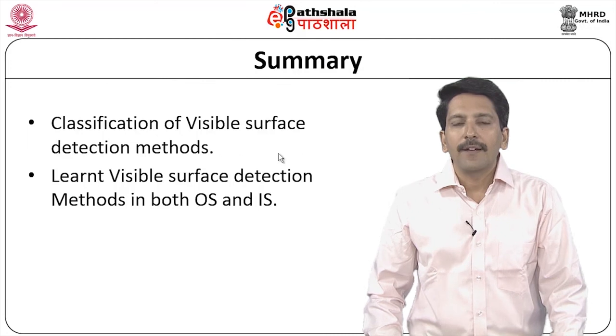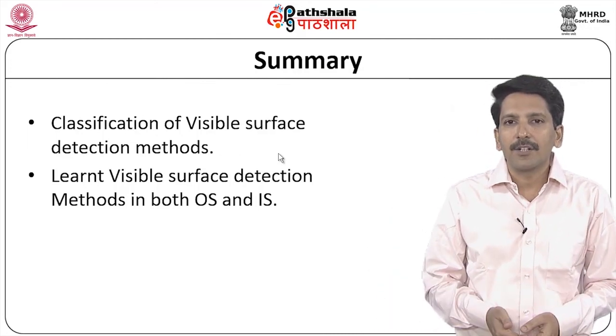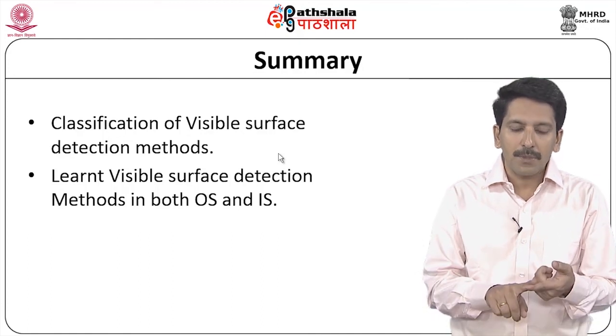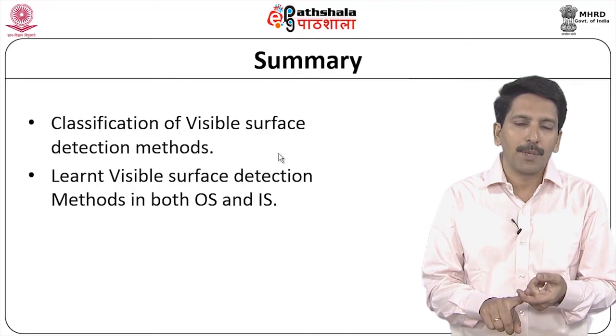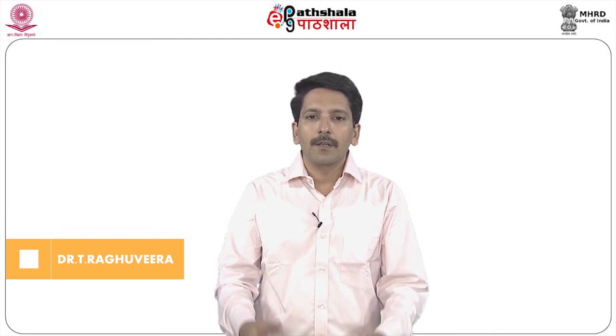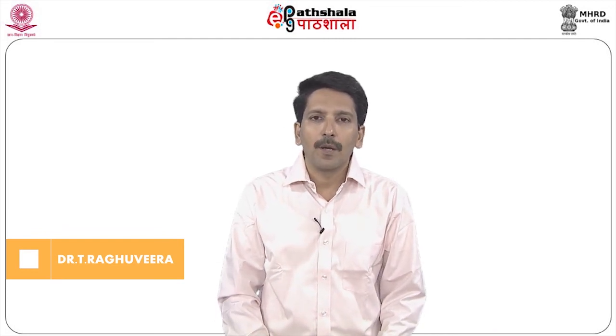In this module we have learnt how visible surface detection methods are classified, and we have seen examples of each of them. One is an object space method, and we have seen 2 examples of image space methods. You can explore more in books and other literature. Thank you.